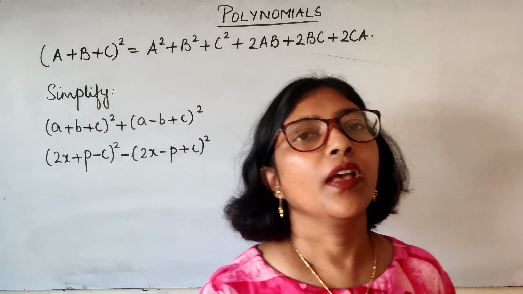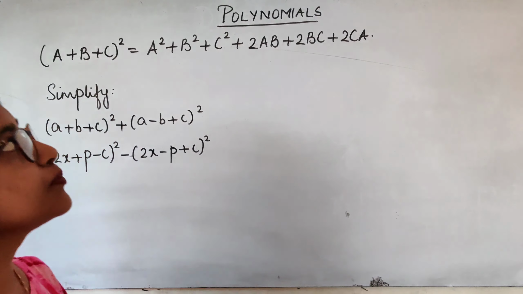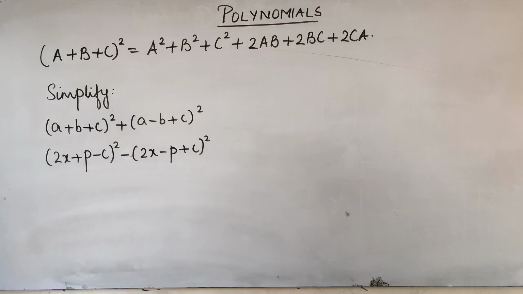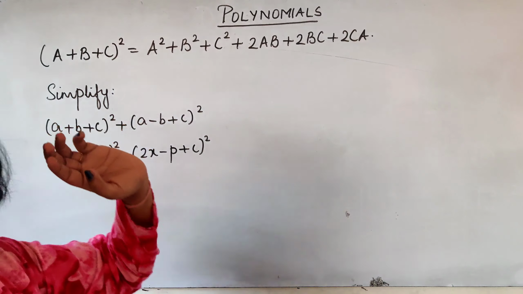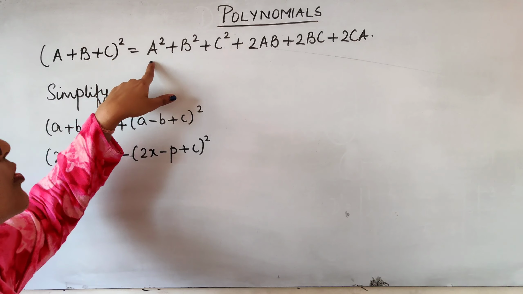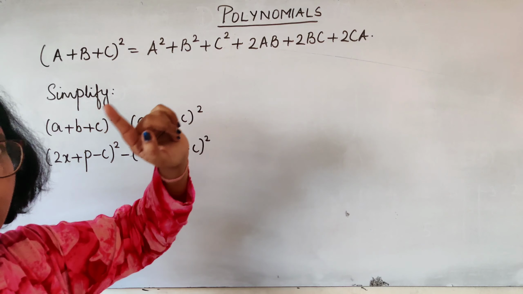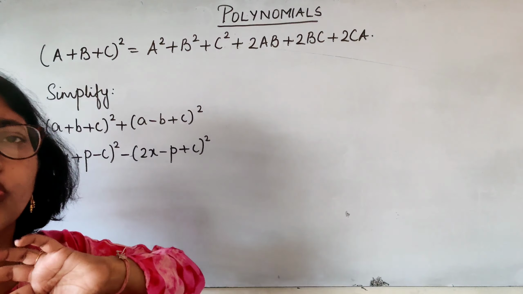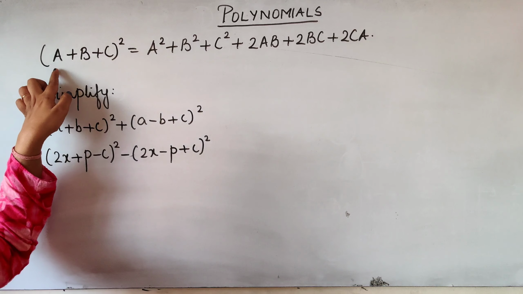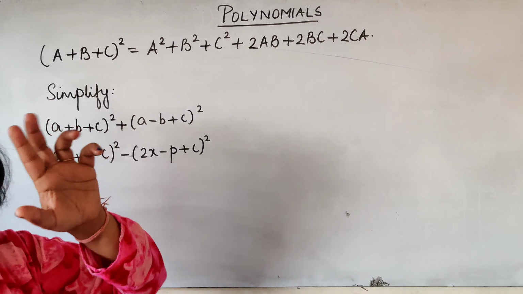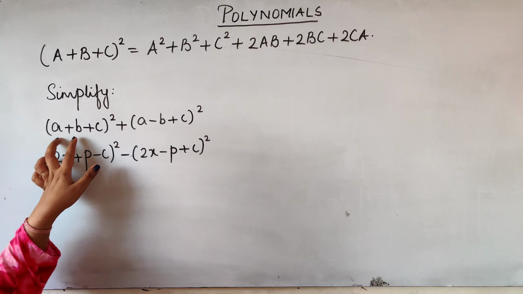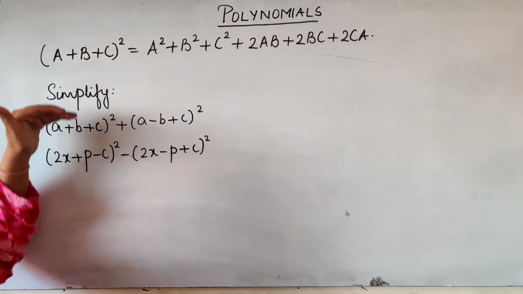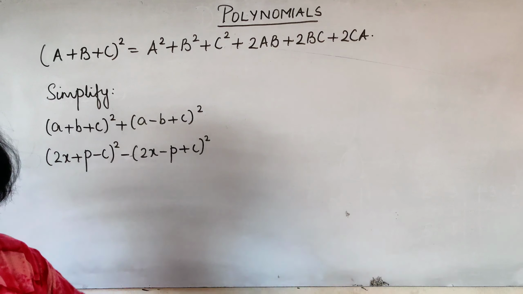Hello everyone. Today I have taken up the topic polynomials based on the formula a plus b plus c the whole square, which is a square plus b square plus c square plus 2ab plus 2bc plus 2ca. Whenever you go through any of the books, you will generally find this in terms of small letters, but I have taken capital so that comparison would be very easy.